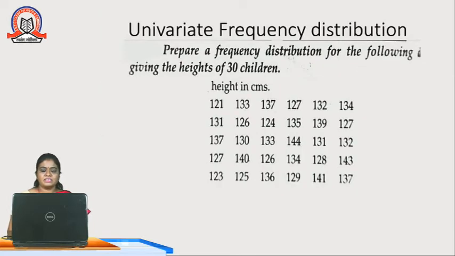Now we can see some problems. Univariate frequency distribution: prepare a frequency distribution for the following data giving the height of 30 children. Here on screen we have the heights of 30 children.